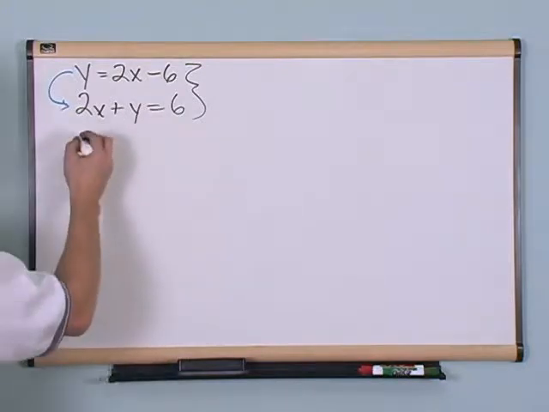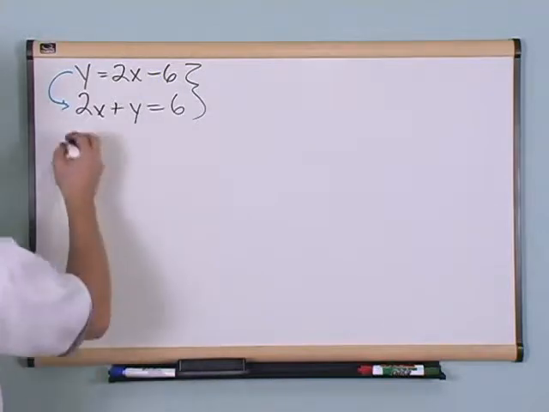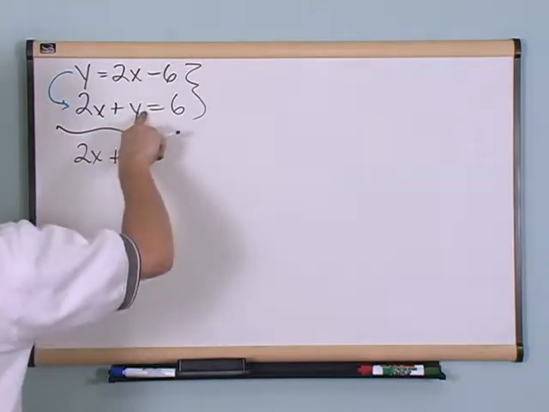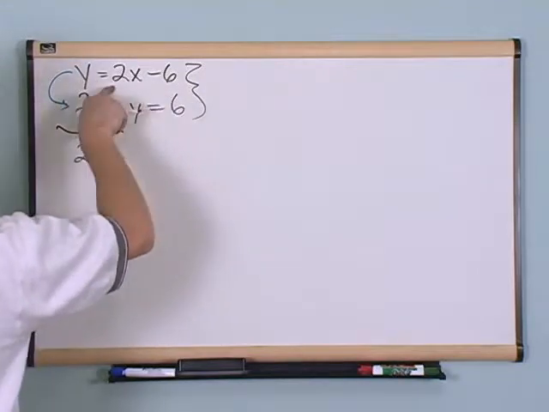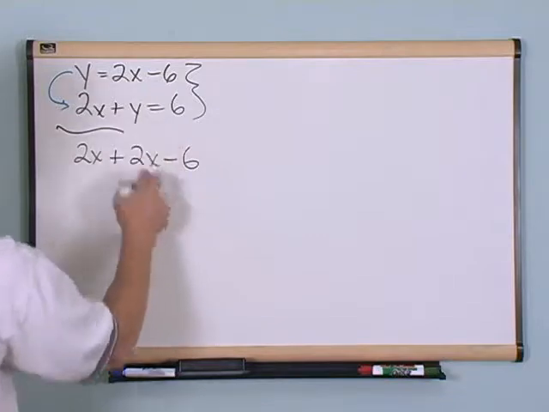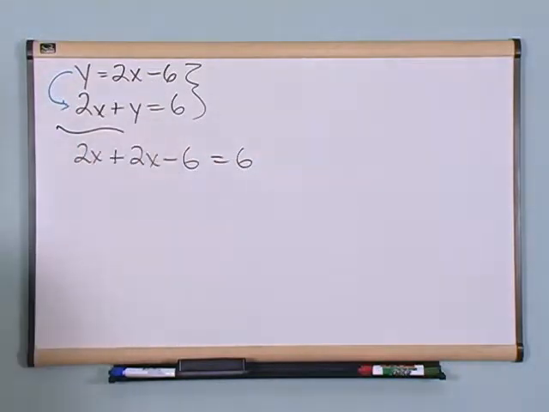So what I'm going to get here is 2x plus y. But in this case, y is given by this stuff. So I'm just going to stick this stuff in here for y and say it's equal to 6. All I've done is I've taken this and put it where that is. Now this is something I can solve.